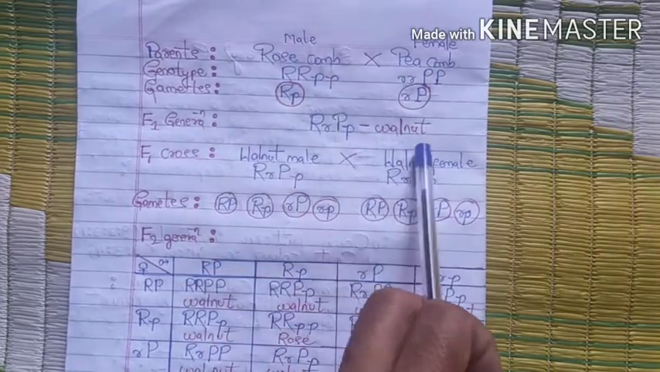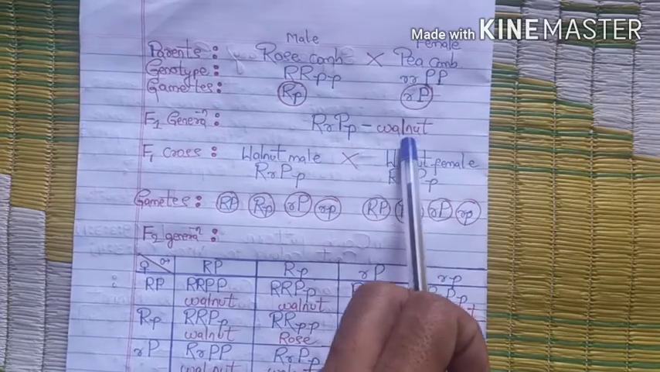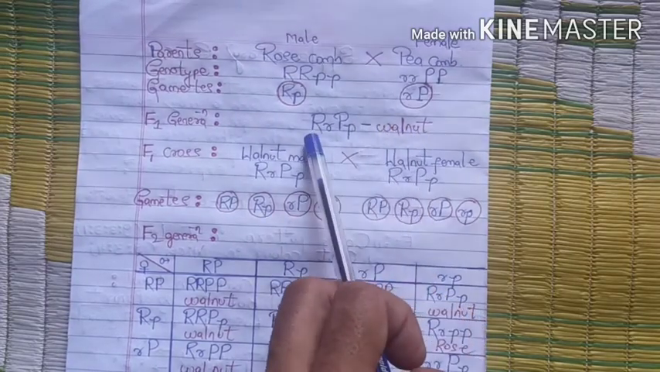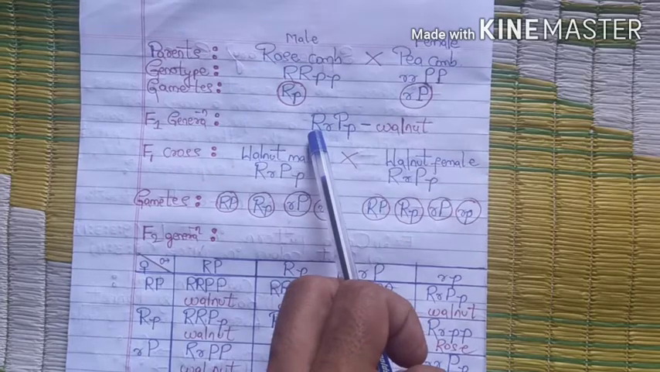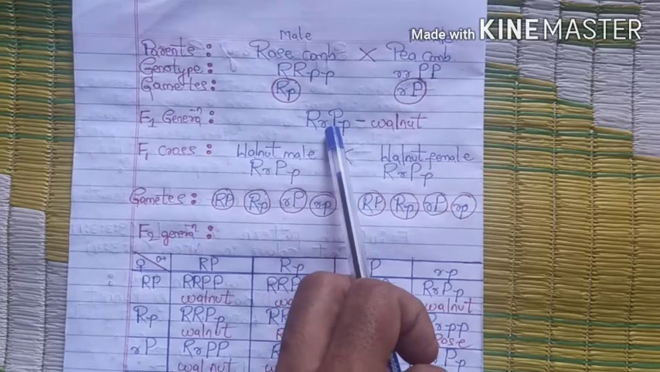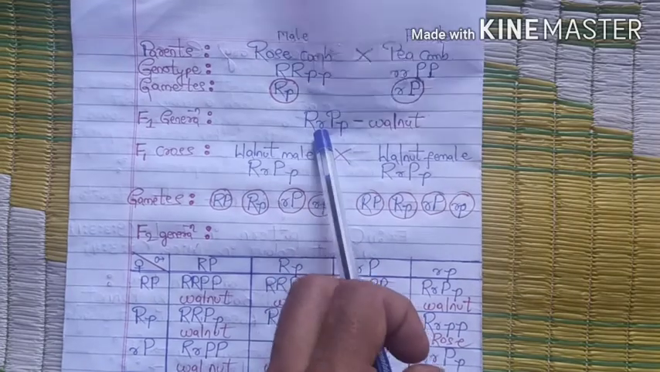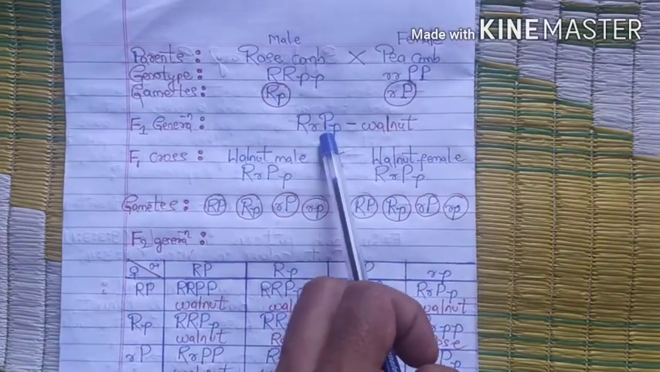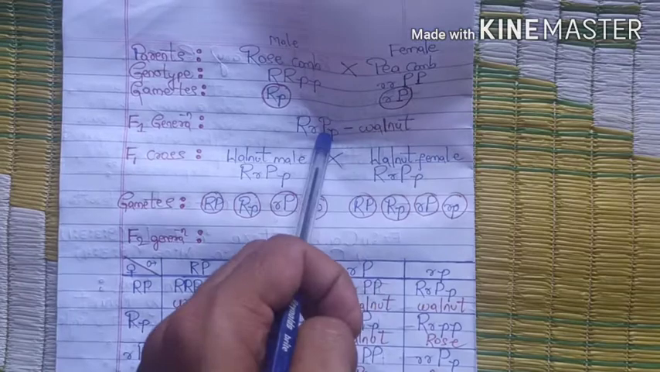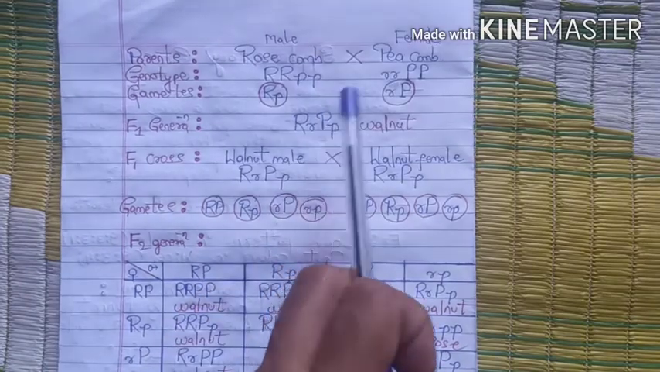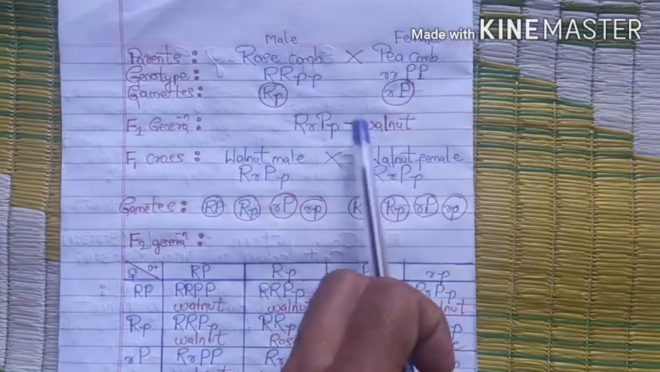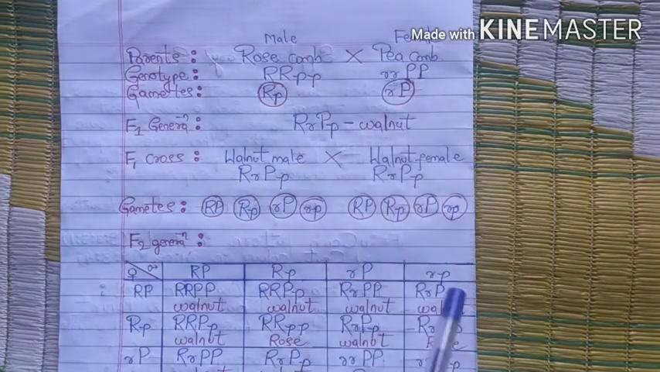new character is expressed. The walnut comb is produced only when, remember, this capital R and capital P are present in dominant condition. So there must be at least one capital R and one capital P to express this character. When both are present, then only the walnut is expressed.